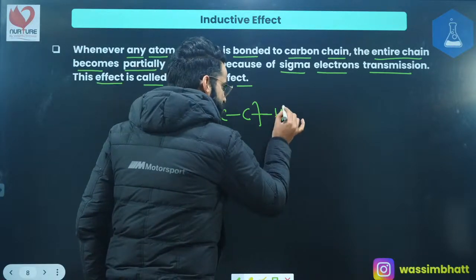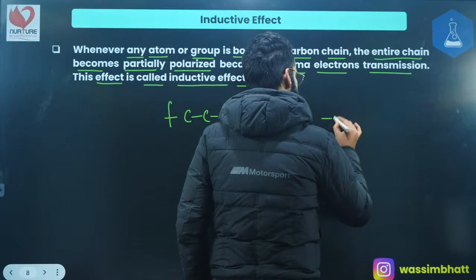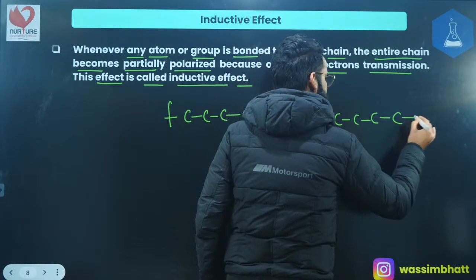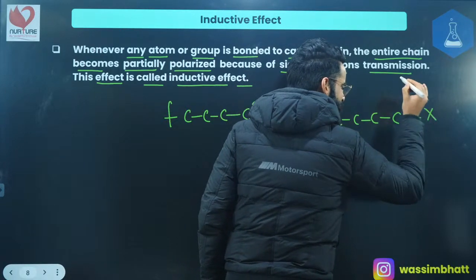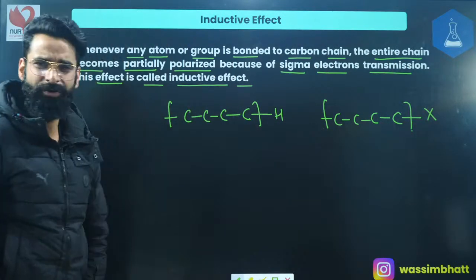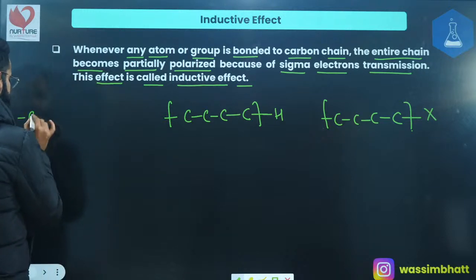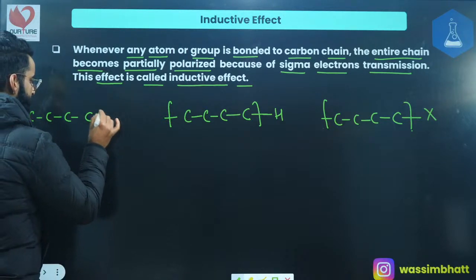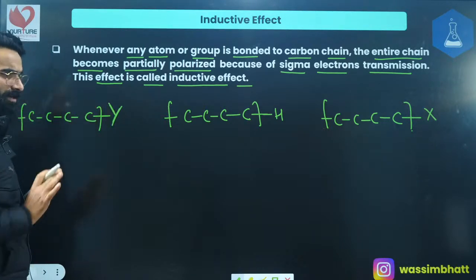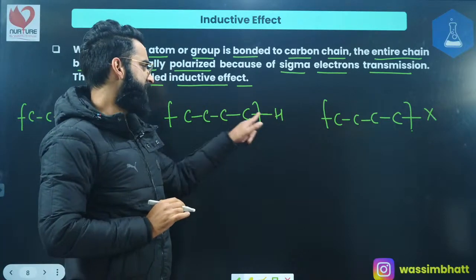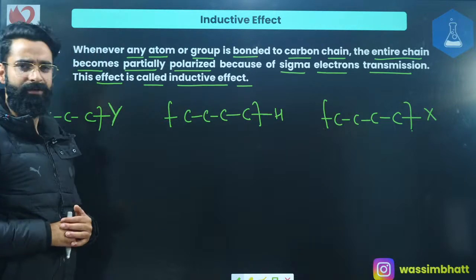Now, for example, I'm going to replace this hydrogen with some atom or some group. Now what am I going to do? I'm replacing this hydrogen with some atom or group X. I've replaced hydrogen with X. Similarly, I'm going to replace this hydrogen with some atom or group of atoms Y. Over here, we had hydrogen attached with the carbon. Now I'm replacing this hydrogen with X, and over here, I'm replacing this hydrogen with Y.